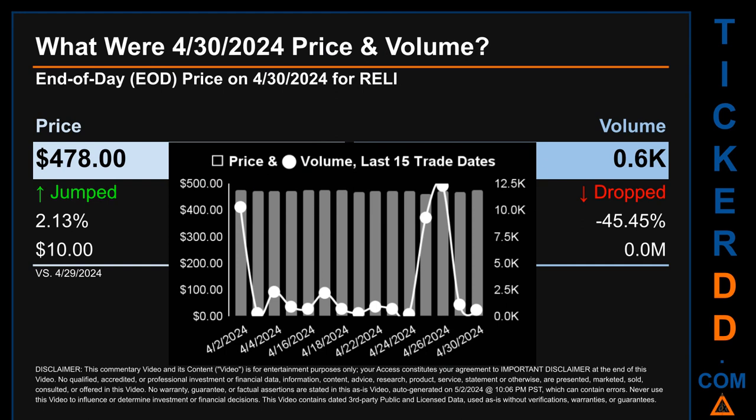The graph shows price and volume for the last 15 trade dates. Across a range of $16, the max and minimum end-of-day price were respectively $478 and $462. Volume saw a range of 12.1 thousand, from a day low of 0.2 thousand to a day high of 12.3 thousand.